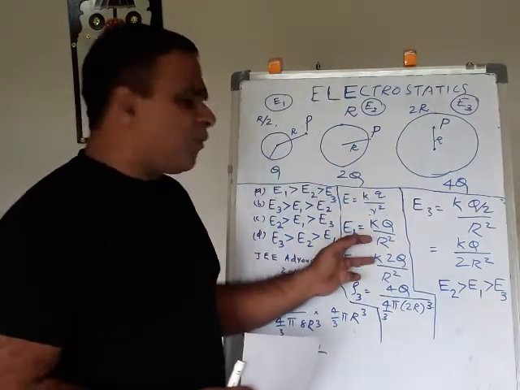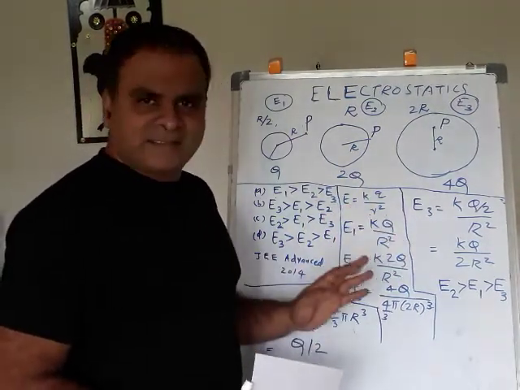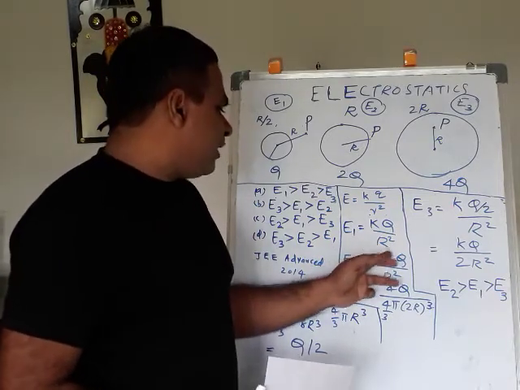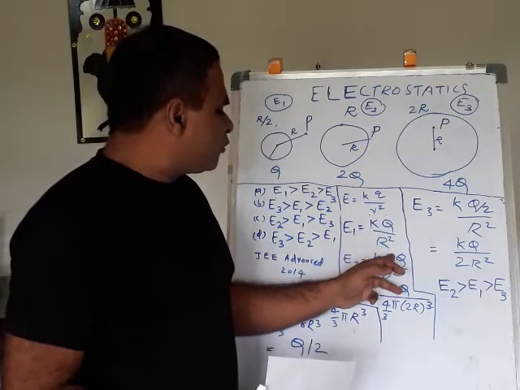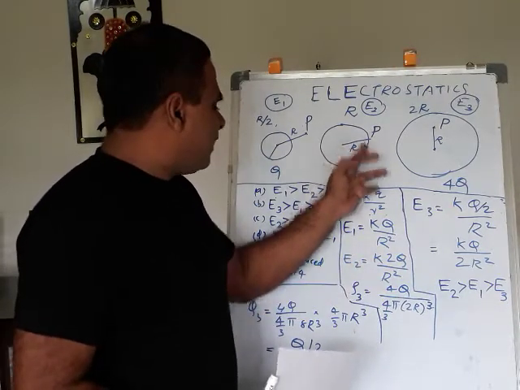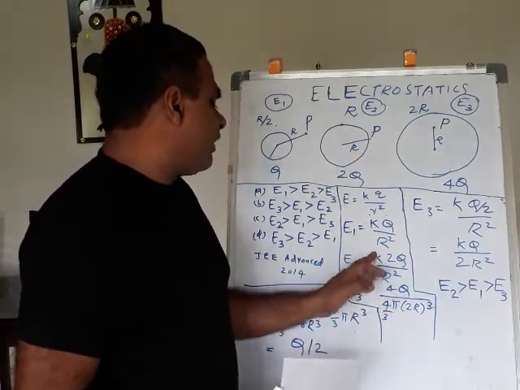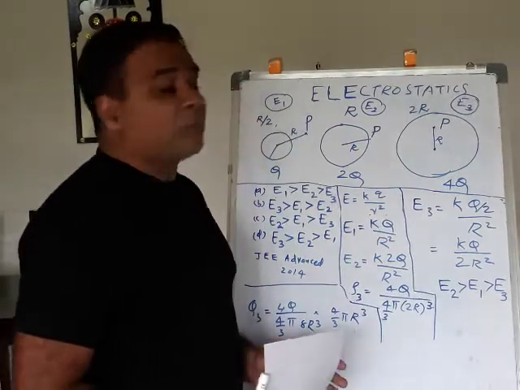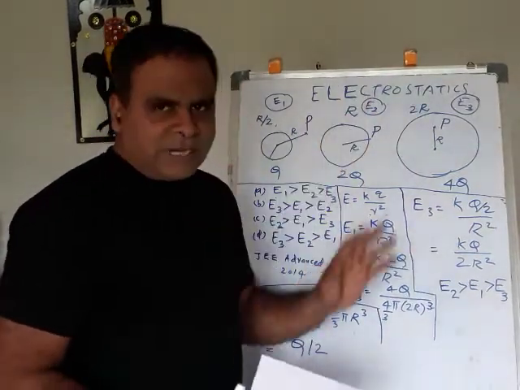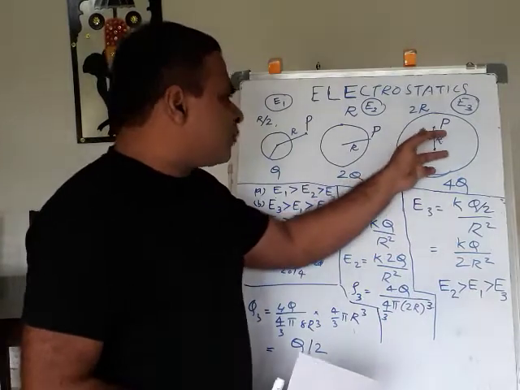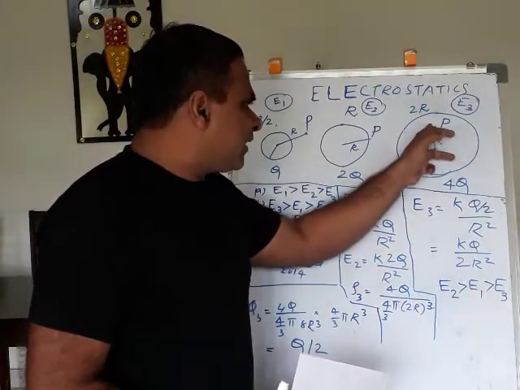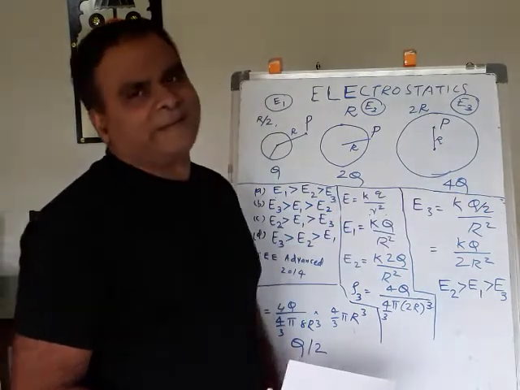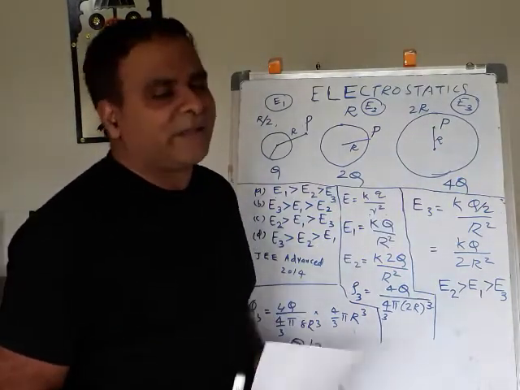So first, E1 is KQ by R square, it is simple. E2 is K into 2Q by R square. Here the charge becomes 2Q and the distance is the same. P is at a distance R only. So E2 also I have calculated. But now I have to tell you, when you come to the third sphere, the point P is inside the sphere, inside the dielectric sphere.